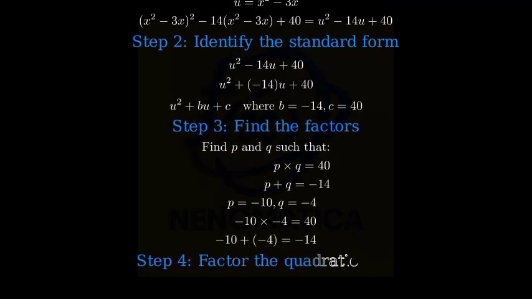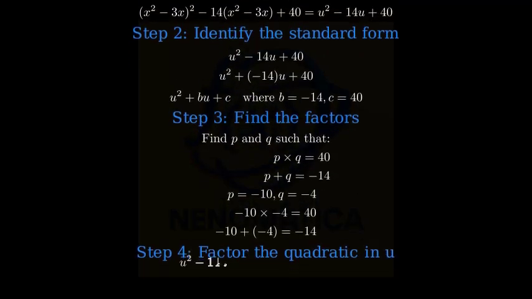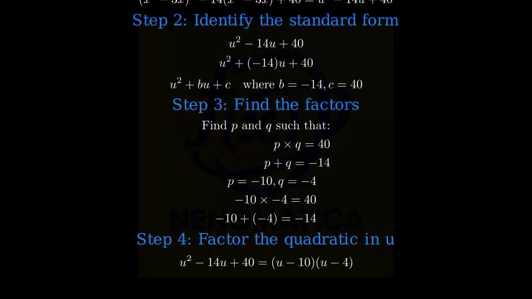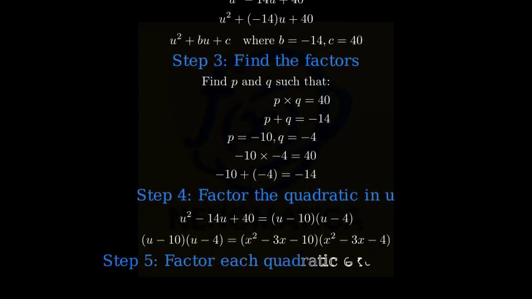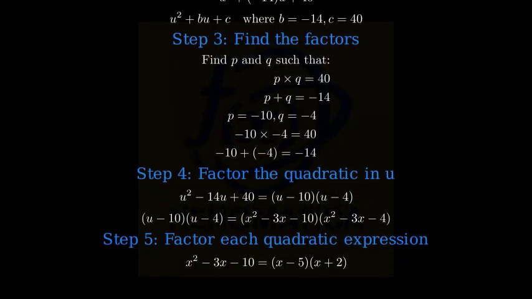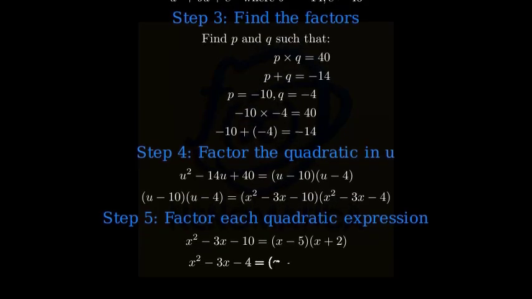Now for step 4, we can factor our quadratic in u. This gives us (u - 10)(u - 4). Now we substitute back x^2 - 3x for u, which gives us (x^2 - 3x - 10)(x^2 - 3x - 4). For step 5, we need to further factor each of these expressions. Let's start with x^2 - 3x - 10. This can be factored as (x - 5)(x + 2). Next, we factor x^2 - 3x - 4 as (x + 1)(x - 4).